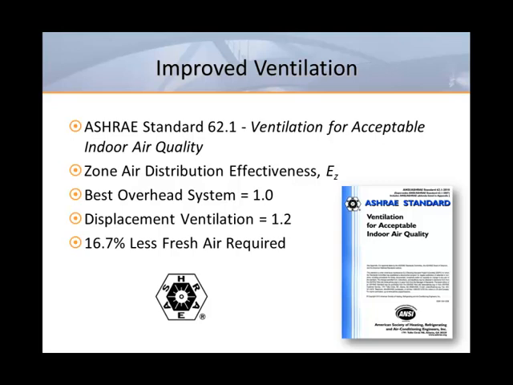On the other hand, displacement qualifies for the highest possible rating of 1.2. This means that displacement ventilation is thought to be 20% more effective than the best overhead system, and the minimum fresh air requirement can therefore be reduced by nearly 17%.